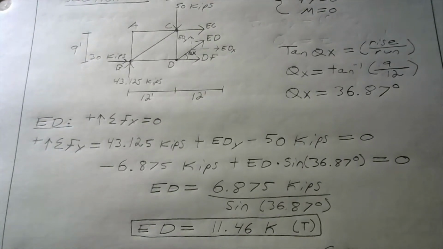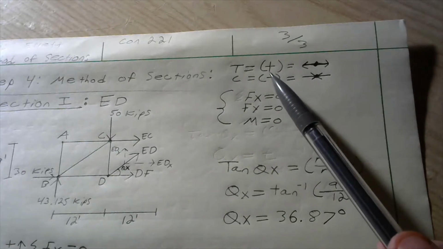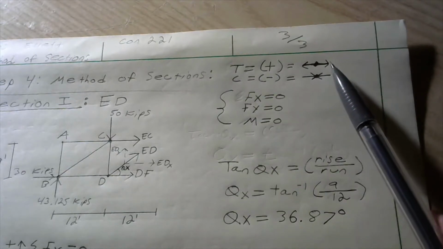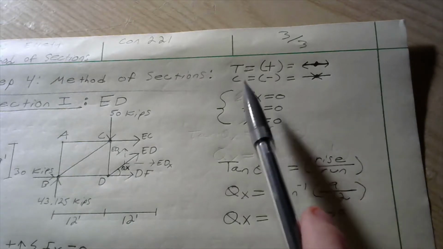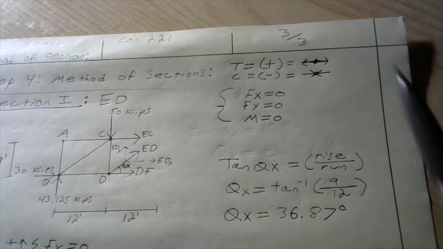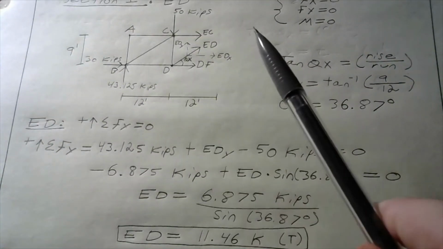And since our answer was positive, it's in tension. Because this is given right here, that if we get a positive answer, it's going to be in tension, and that means it's moving away from the joint. And if it's compression, it's negative, and it's compressing the joint. So this answer was positive. That means ED is moving away. So that's right.